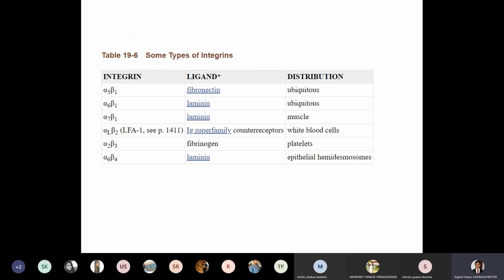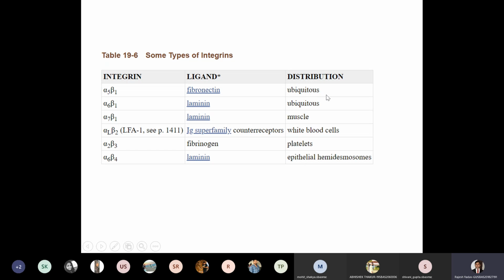Now these are the different types of integrin, which have different compositions, and they have unique roles. And these are the ligands which will bind with these integrins, like alpha 5 beta 1 will bind with the fibronectin ligand, and alpha 6 beta 1 binds with laminin, and that is the Ig superfamily, and that is laminin. So these are the distributions.